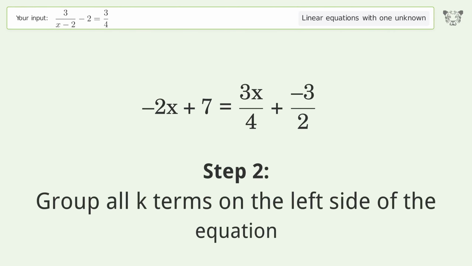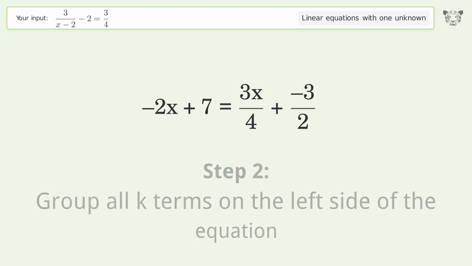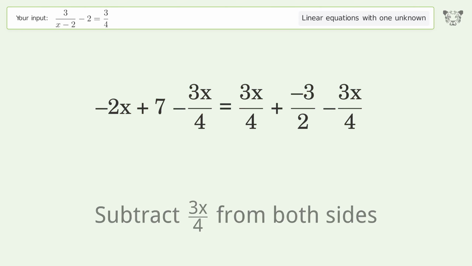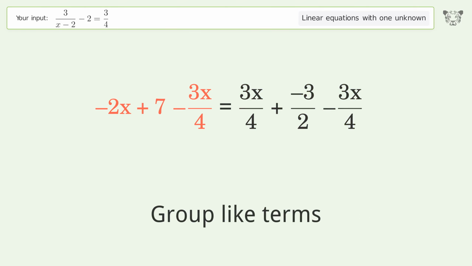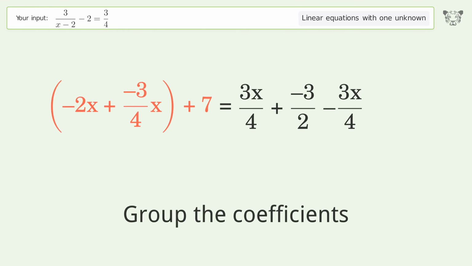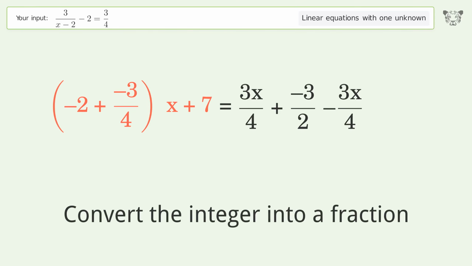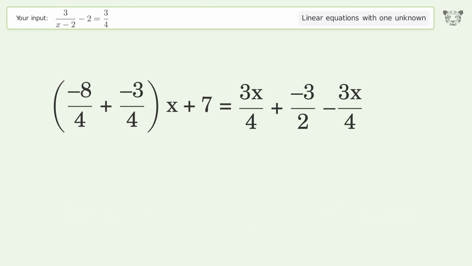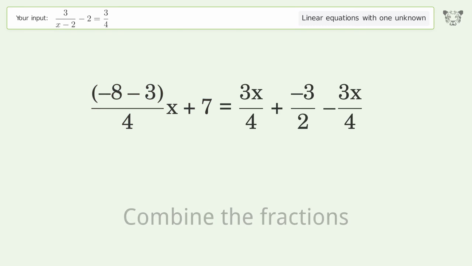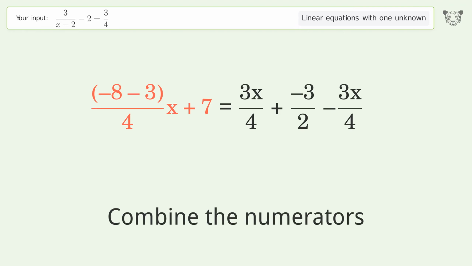Group all k terms on the left side of the equation. Subtract 3x/4 from both sides. Group like terms. Group the coefficients. Convert the integer into a fraction. Combine the fractions. Combine the numerators.